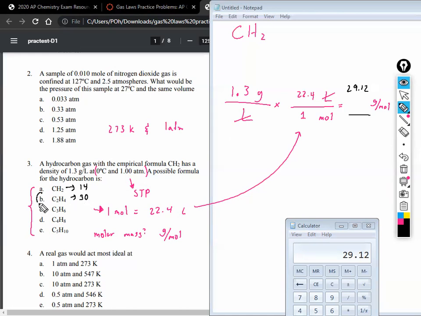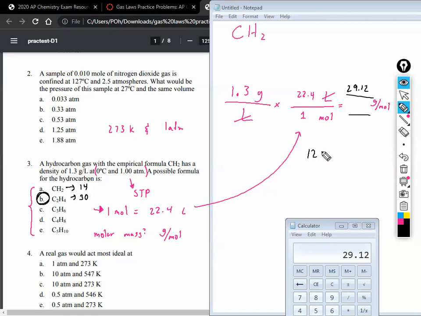Alrighty guys, so hopefully you're able to figure out that it's B. If you solve out this equation, you should get 29.12 grams per mole. And if you go down the line and find the molar masses, CH2 is 14, 12 plus 2.